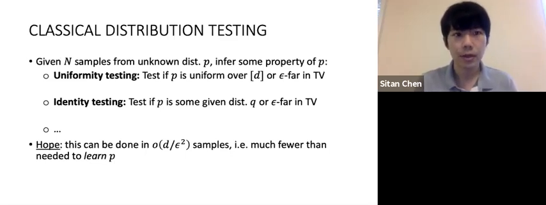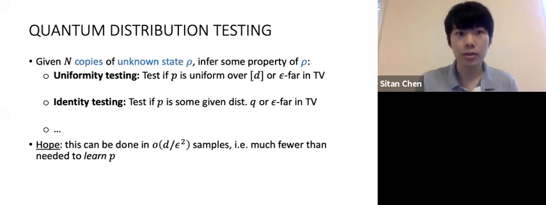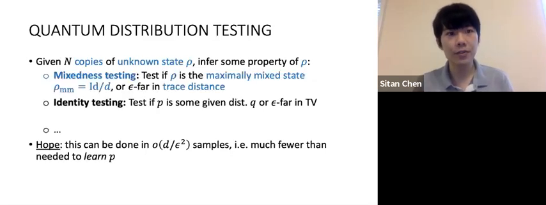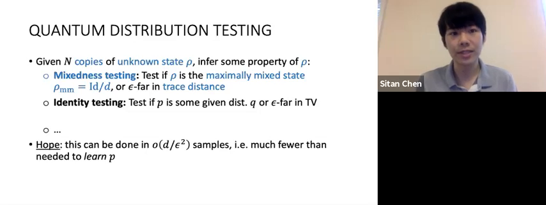Okay. Right, so in the quantum world, now instead of giving samples from the distribution to work with, our model is going to give us access to some copies of the unknown state rho that we want to measure in order to deduce some property of rho. So the analog of uniformity testing is what's called mixedness testing. And here the goal is to test if rho is equal to a particular state, namely the maximally mixed state, which is equal to the identity divided by d, or alternatively, whether it's epsilon far in trace distance.